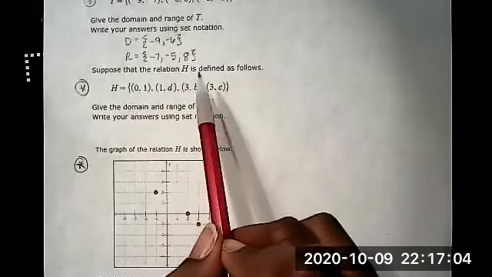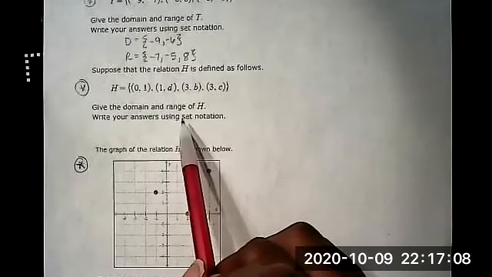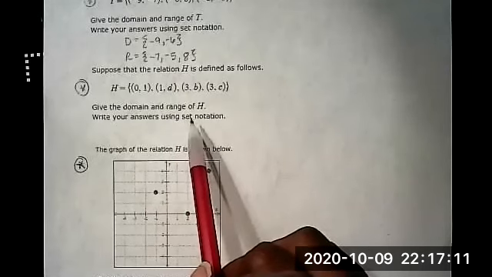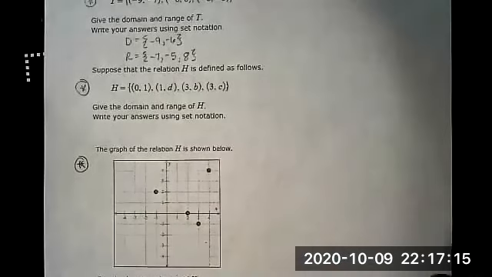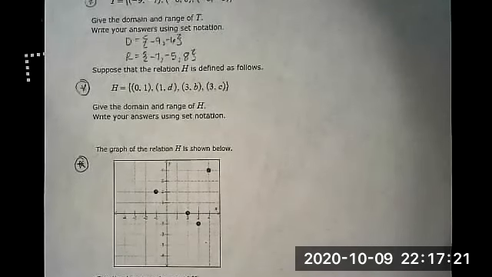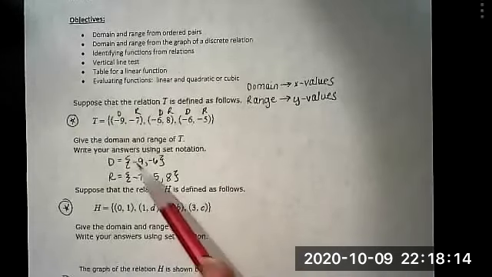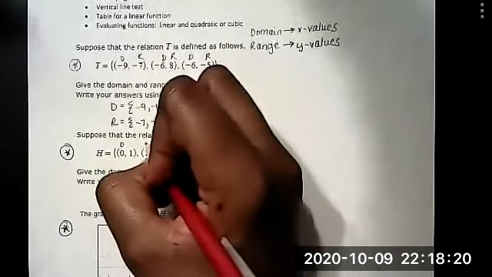All right, suppose that the relation H is defined as follows. Give the domain and range, write your answer using set notation. Set notation is a certain way they want it, X such that X is equal to blah, blah, blah. I will show you how to write that in just a second. This is kind of set builder notation.